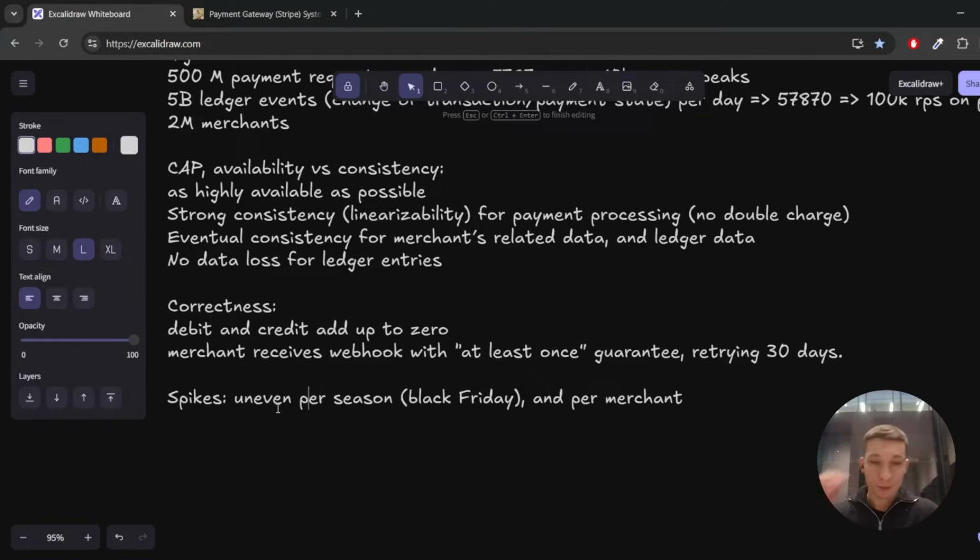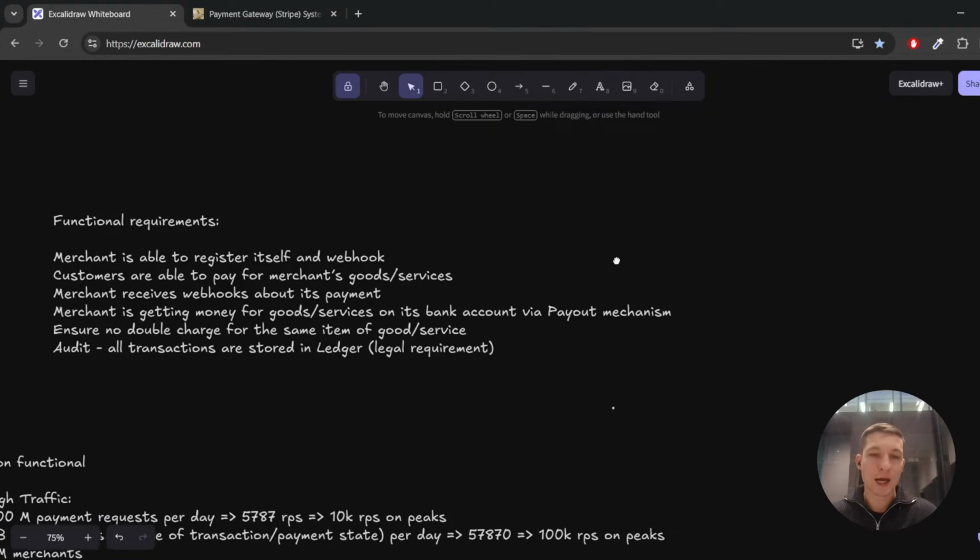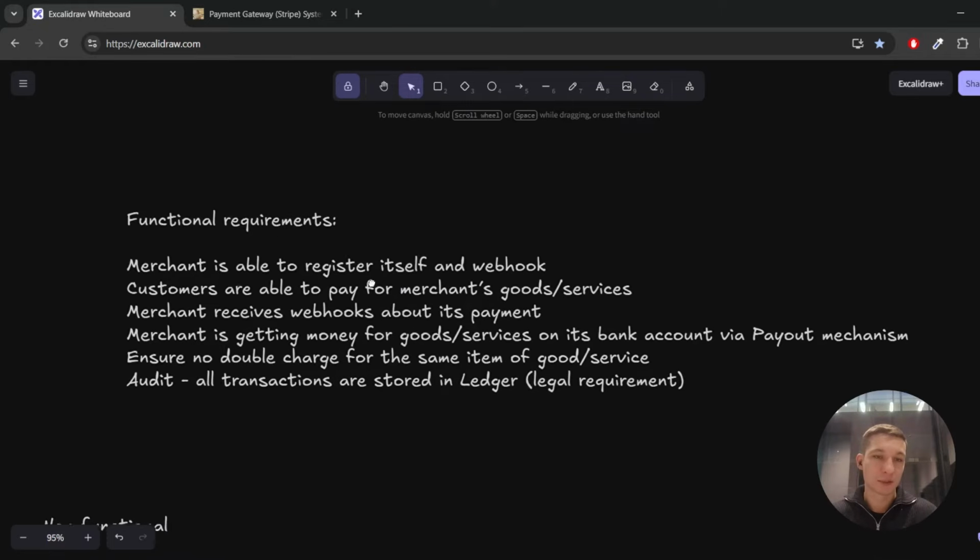We have one more peculiarity about this design, that we might have seasonal spikes. For example, Black Friday, when every single person might buy more than usual. Okay, now having our functional requirements, let's go ahead and start building something, satisfying them one by one.